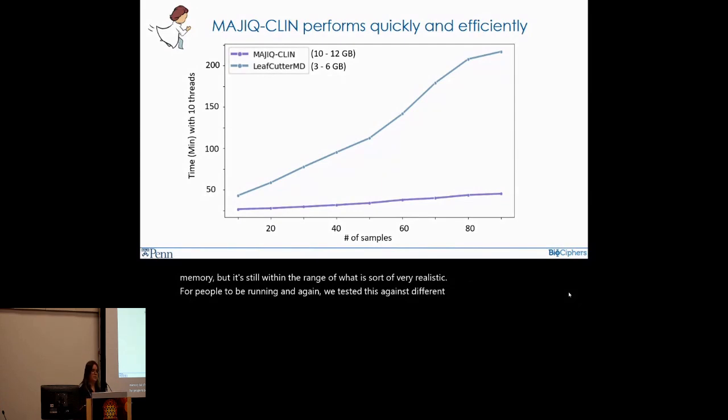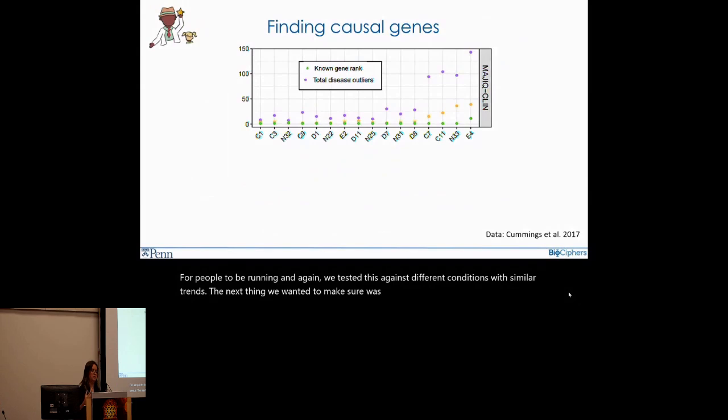The next thing we wanted to make sure was that MAJIQ-CLIN could actually find causal variants. So here we used a data set from Cummings et al. in 2017, which is a very well biologically validated data set. And here, please just pay attention to the green dots, which is the gene rank. So that's what order the true causal gene was returned to by the clinician. So the lower number is better.